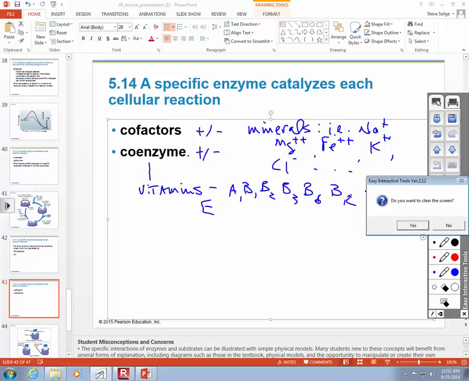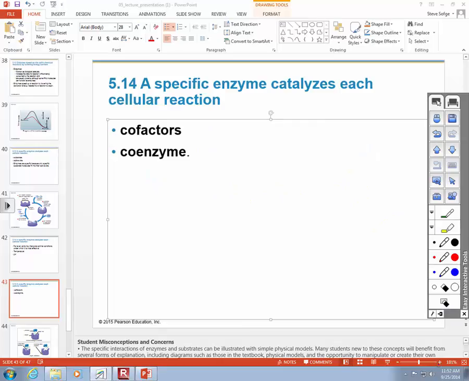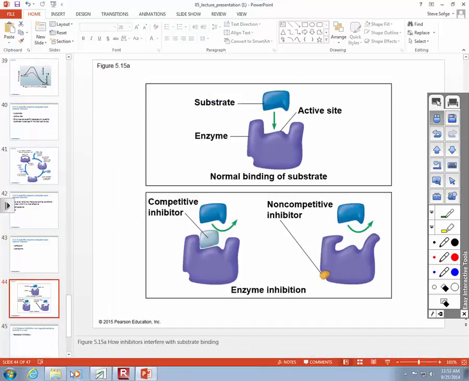Depends on the enzyme as to what they'll need. So those are pretty good examples of those. Okay, I'm getting really close to the end, but that doesn't mean I won't stop right before the end.